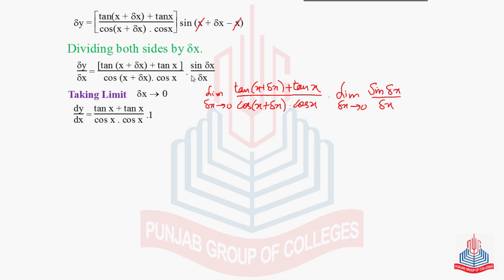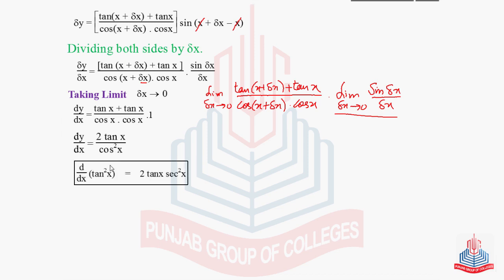So this delta x will become 0. We have tan x plus tan x over cos x into cos of x, and for this other part, when we apply the limit, that will become 1 by using the theorem. So we have dy by dx is equal to 2 tangent x divided by cos x into cos x, which will become cos square x, and that can be written as 2 tan x, and 1 over cos square will become secant square x.